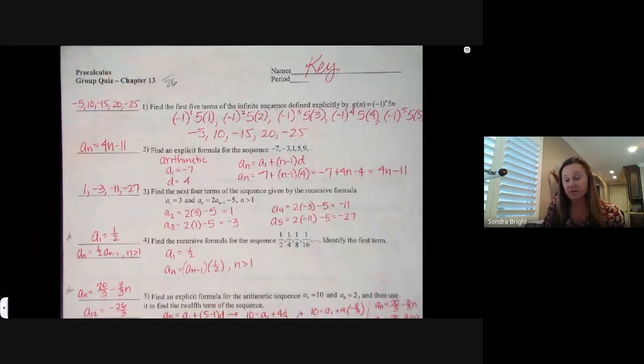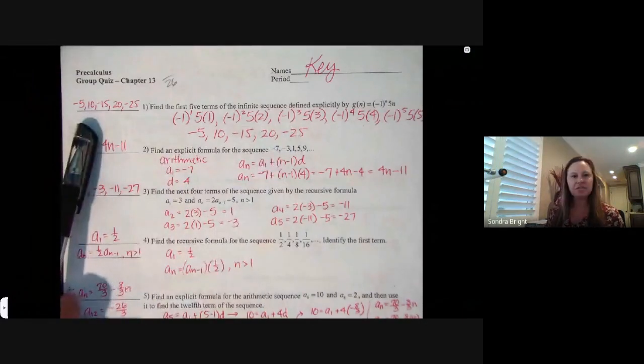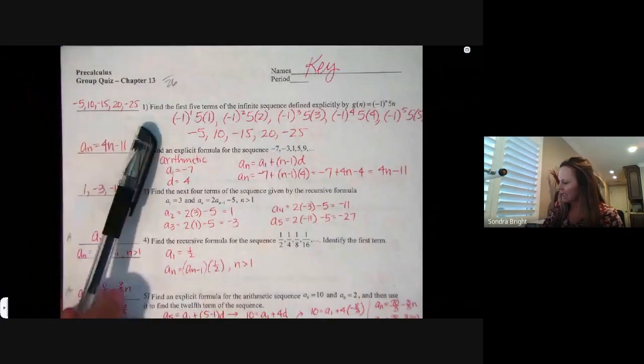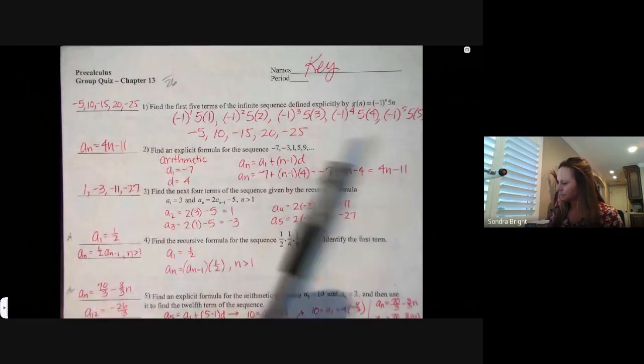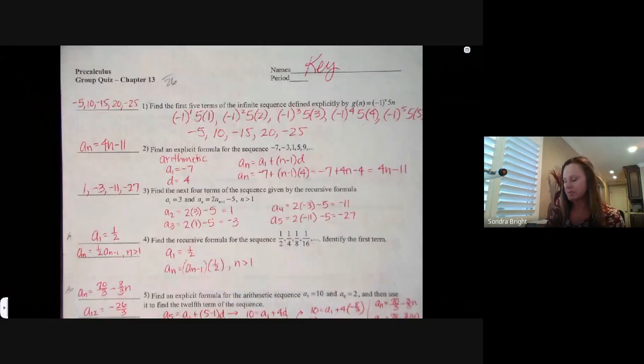Finding the first five terms: -5, 10, -15, 20, and -25. You just start by plugging in a 1 into n and then a 2 into n. All of that. You definitely should have commas because it's a sequence, have commas in between.